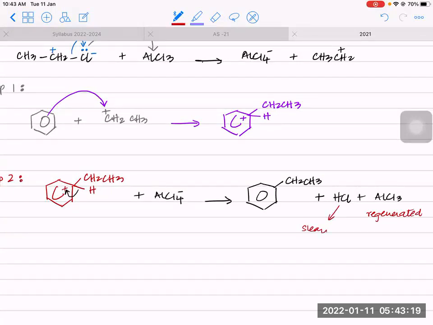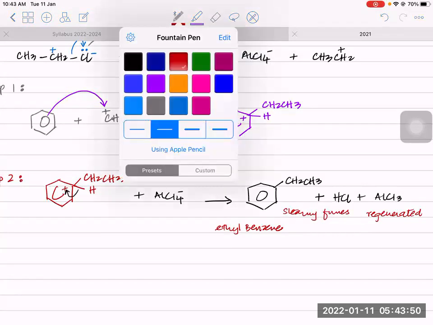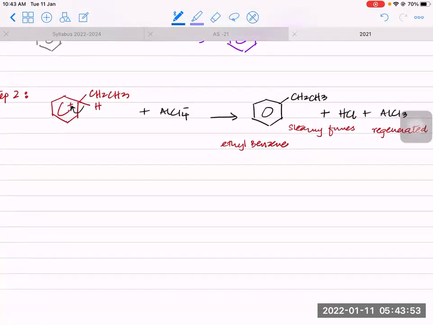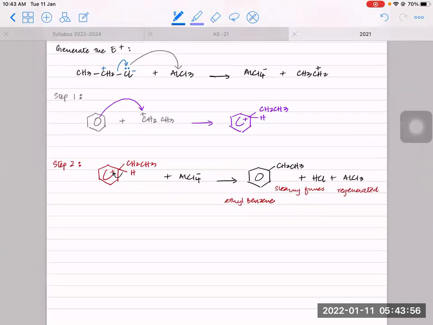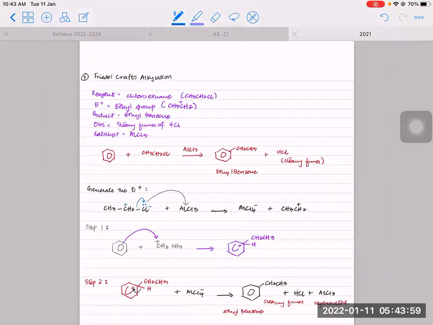HCl will give you steamy fumes. And this is your product, which is ethylbenzene. Is this clear? So you get ethylbenzene, steamy fumes of HCl, and you have AlCl3, which is the catalyst, which is regenerated. Clear? Is this understood? And you see, you've put alkyl in place of a hydrogen. You've substituted an alkyl group. We call this Friedel-Crafts alkylation. Is this clear?